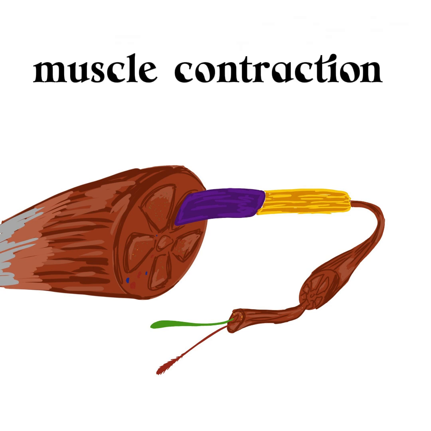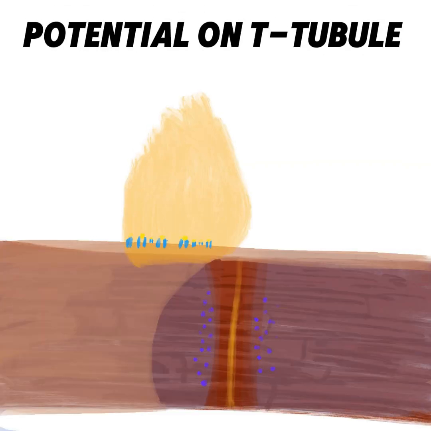As a nerve impulse reaches the end of an axon terminal, it stimulates the release of acetylcholine from synaptic vesicles. After acetylcholine attaches to its receptor on the sarcolemma, the muscle fibers become more positively charged. This generates an action potential that travels along the sarcolemma into the transverse tubule.